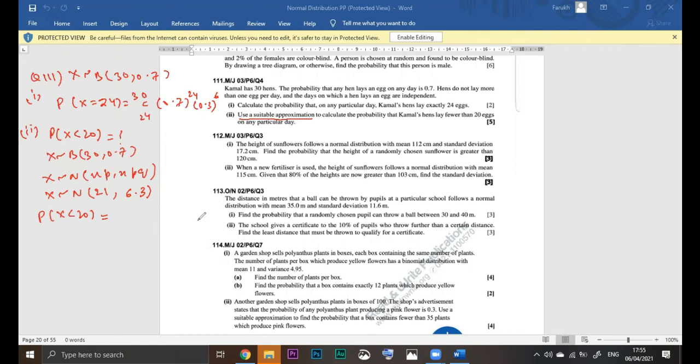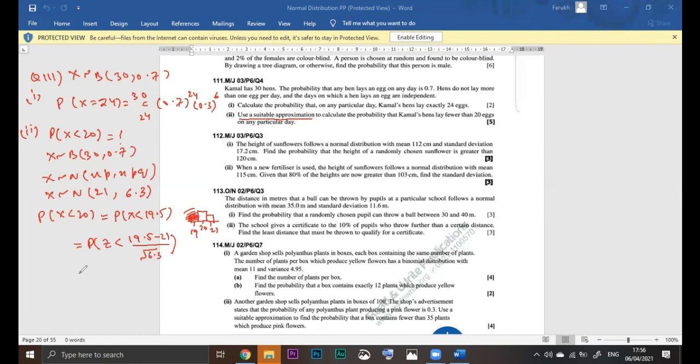For continuity correction, we will draw three rectangles, 20 in the middle, 19 and 21. We will shade the area less than 20 and will not include the rectangle for 20. So probability of X less than 19.5. Now we will convert this into Z. Probability of Z less than 19.5 minus 21 divided by root 6.3.